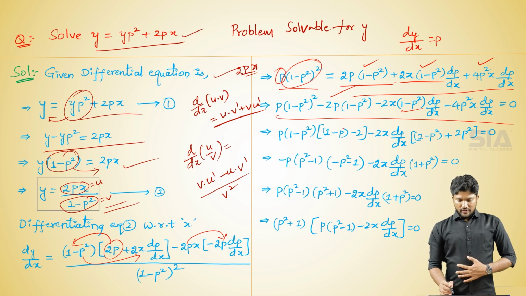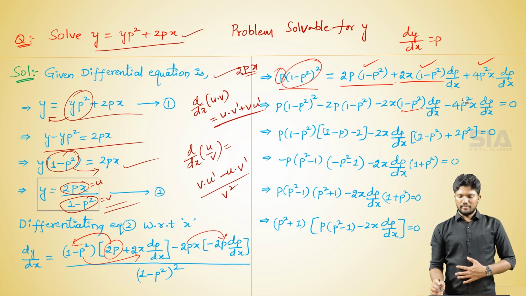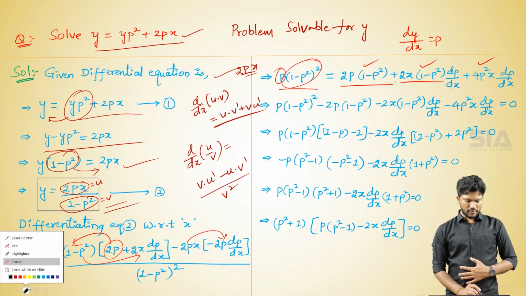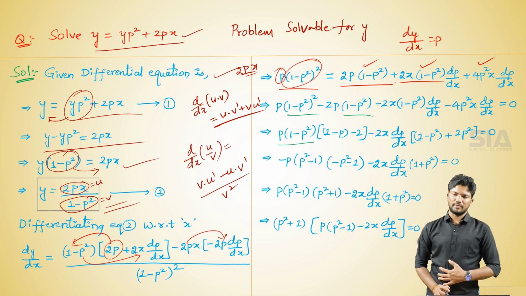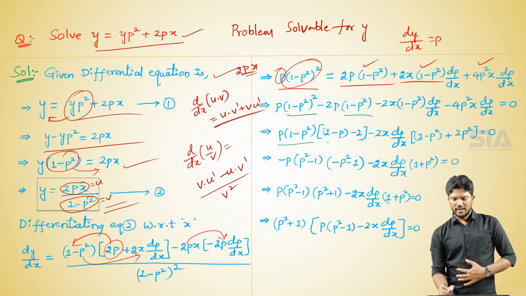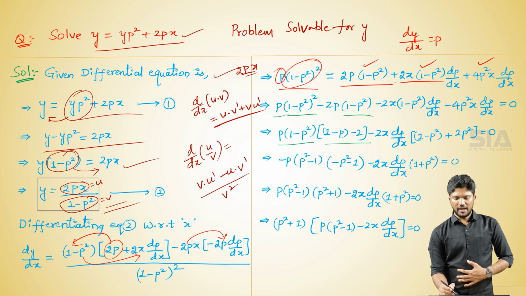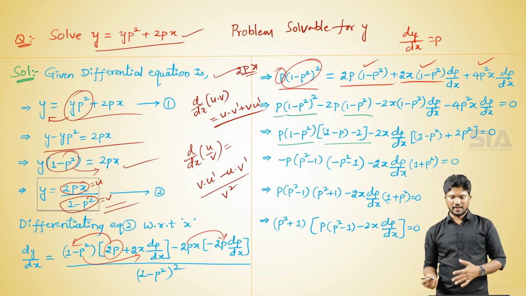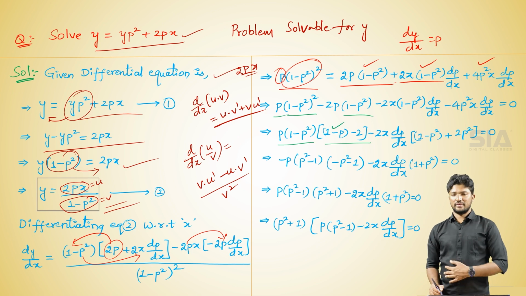Now from the first two terms, take 1 minus p square common. So take p into 1 minus p square common. Therefore the remaining terms are 1 minus p. Okay, so p and 1 minus p square we have taken common. From the square, if you take one term common, again 1 minus p will be there.